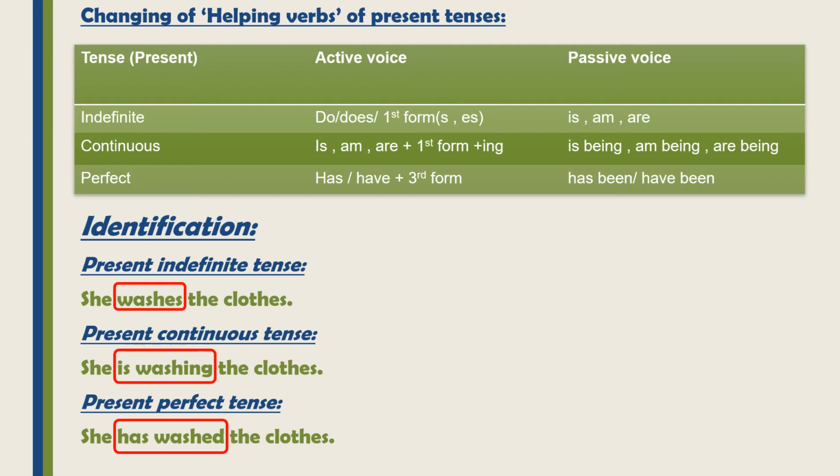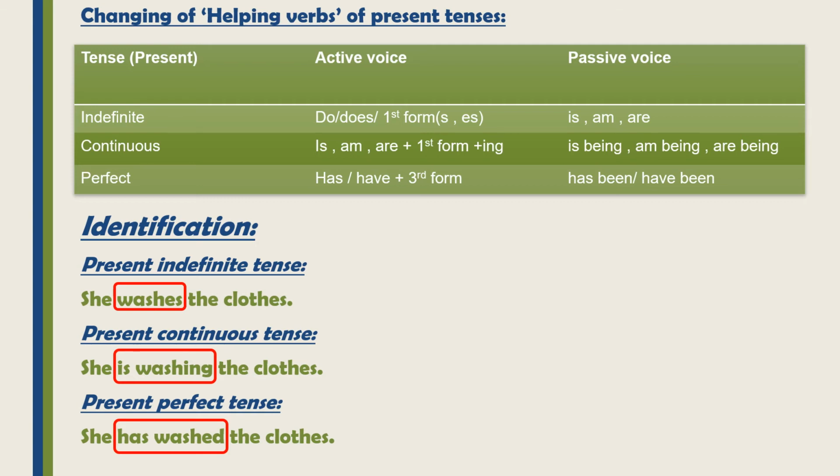Then the third one is present perfect tense. In the present perfect tense, we always have to use has/have as a helping verb, and always the third form of verb. She has washed the clothes. It means that in the present indefinite tense there will be first form s/es. Then in the present continuous tense there will be is/am/are and first form plus ing. Then in the present perfect tense you have to use has/have and third form of verb. When you know this, then it will be easy for you to understand which helping verb you have to use. Now focus on the table.